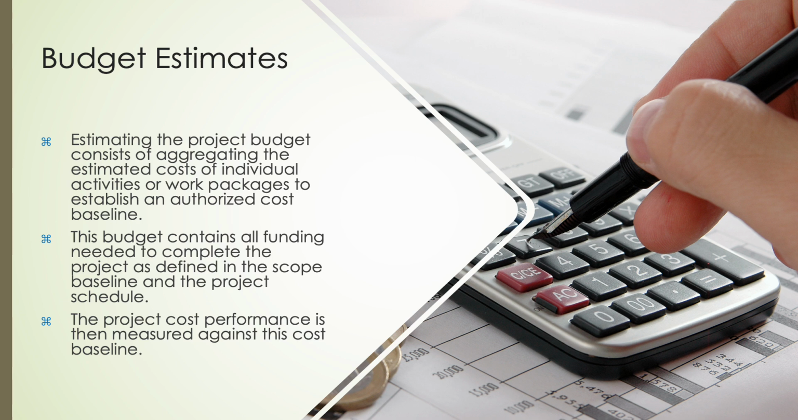After estimating the individual costs, the next step is aggregating the estimated costs. We roll up all the costs from the individual activities and work packages to create an overall cost estimate for the project. The result is a complete view of all funding needed to successfully deliver the project, including reserves for risks and any other financial considerations. This becomes the foundation for our project's cost baseline and funding requirements.